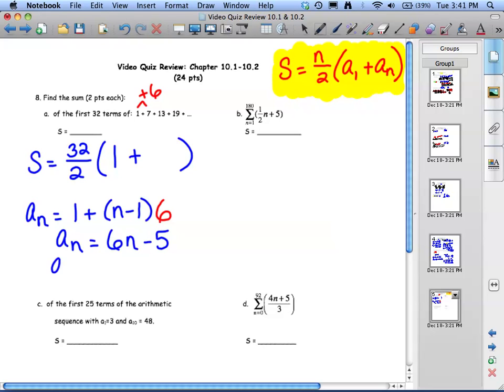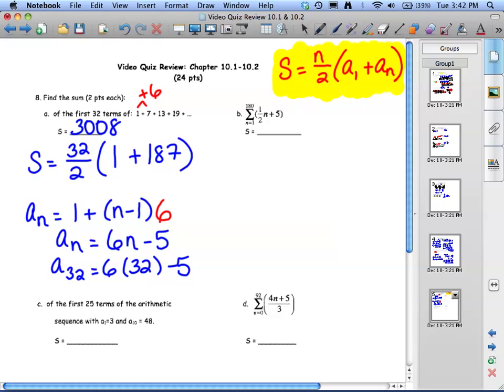And so we can find the 32nd term. 6 times 32 minus 5 is 187, I believe. And then do the algebra here, and you get 3008 once you know all the parts.